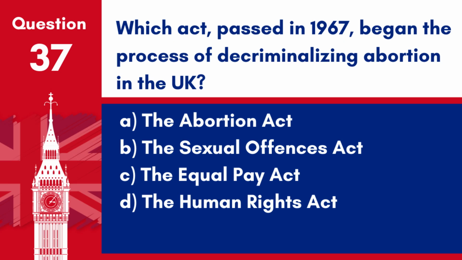Question 37. Which act, passed in 1967, began the process of decriminalising abortion in the UK? A. The Abortion Act, B. the Sexual Offences Act, C. the Equal Pay Act, D. the Human Rights Act. Answer: A. the Abortion Act. The Abortion Act of 1967 legalised abortions by registered practitioners and set conditions under which they could legally be performed in Great Britain.